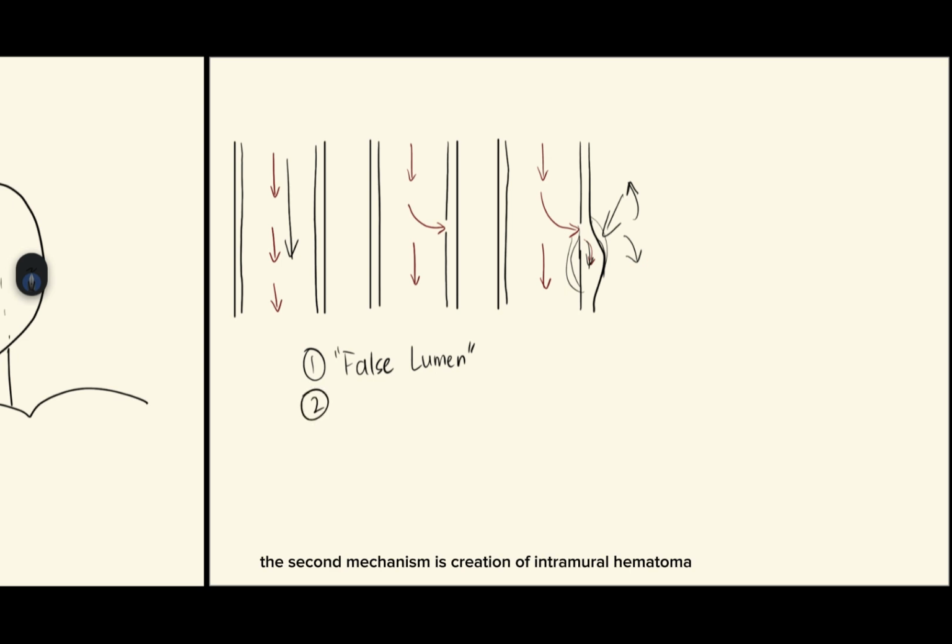The second mechanism is creation of intramural hematoma. Hematoma formation within the aortic wall without any evidence of intimal tear. Okay, so blood forms within the media itself, likely because of the small vessels that supply the aortic wall. There will be no visible intimal flap on conventional angiography, but it can easily be diagnosed with CT. Most of this occurs in the descending aorta.